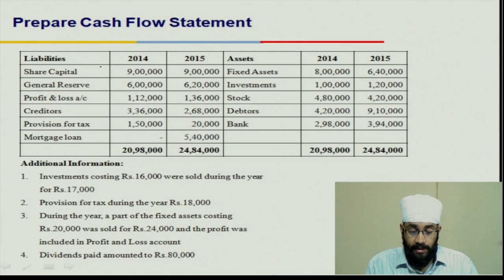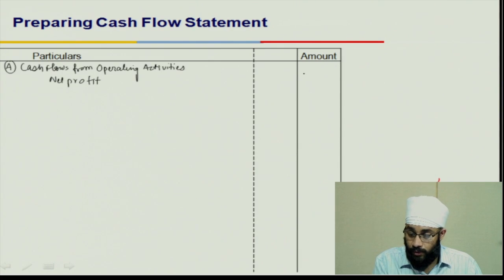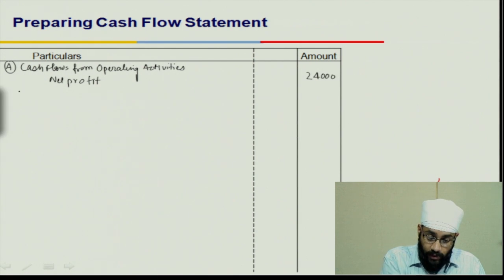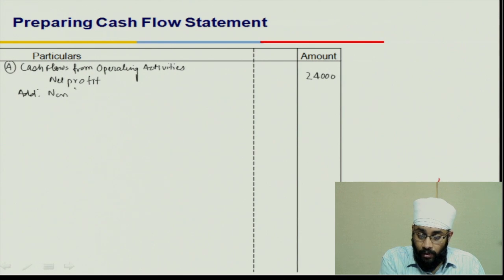and we go to the balance sheet and we see a jump of 24,000 in the profit and loss account from 2014 to 2015. So profit figure is 24,000, and now we need to add to it non-cash and non-operating expenses.